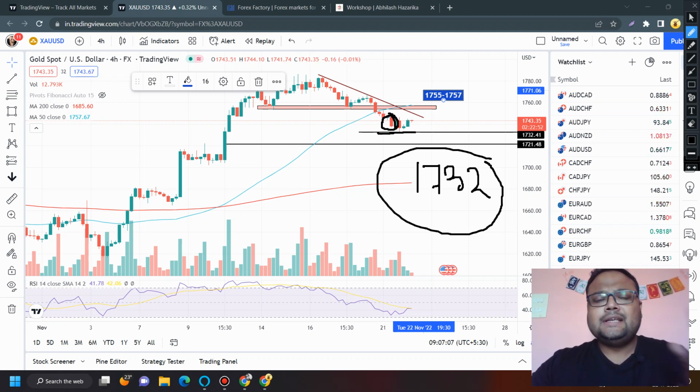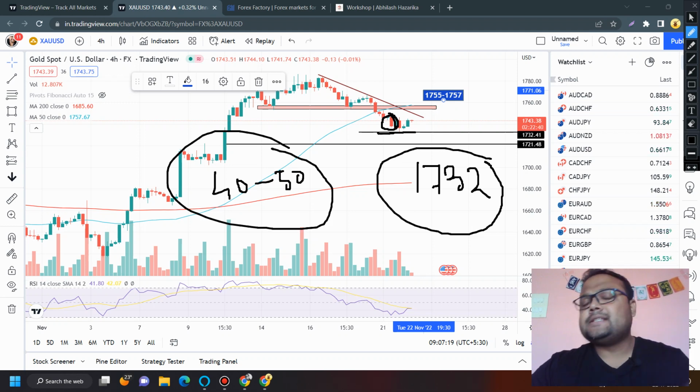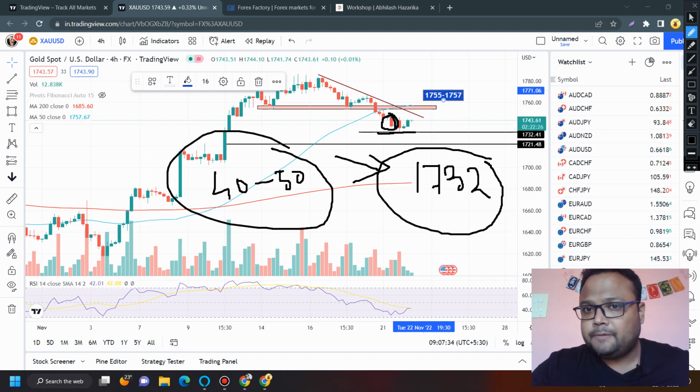But since yesterday, there is not much extreme volatility in the market, so if you want to be on the safer side, you can book your profits after 40 to 50 pips. And as I have already stated yesterday, if you're a position trader or swing trader, then you can be on the trade for a long period of time. But as of now, I see a target of 1722 on the chart of gold, if the market breaks the 1732 level.